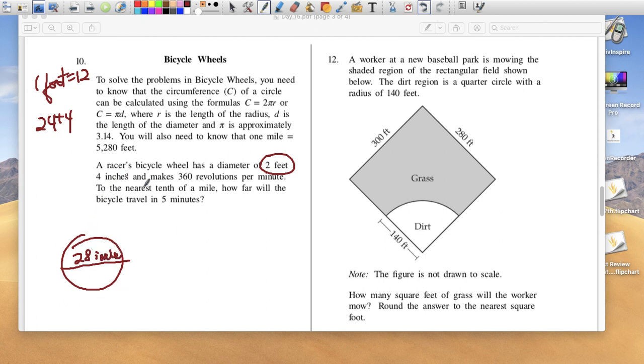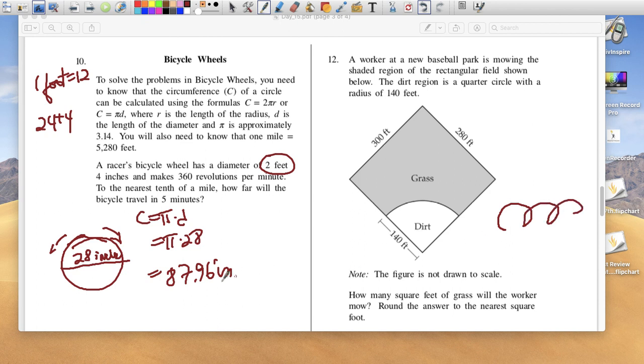And how far will it travel? It makes 360 revolutions in 1 minute. So let's find the circumference, the distance it covers in 1 rotation. Circumference equals pi d. Pi times 28 is 87.96 inches. So in one revolution, this bike travels 87.96 inches.